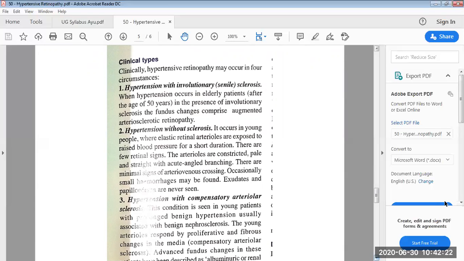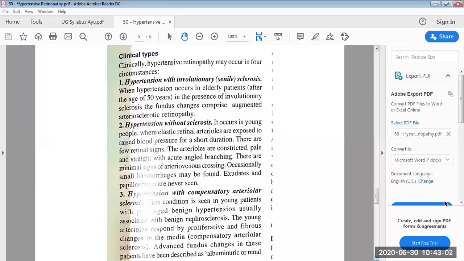Then the second circumstance is the hypertension without sclerosis. It occurs in young people, where elastic retinal arterioles are exposed to raised blood pressure for a short duration. There are few retinal signs. The arterioles are constricted, pale, and straight with acute angle branching. There are minimal signs of arteriovenous crossings. Occasionally, small hemorrhages may be found. Exudates and papilloedema are never seen.